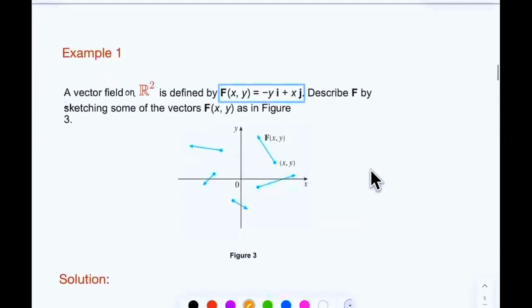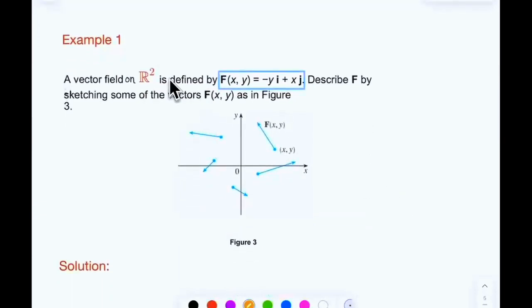Let's look at the first example. This is a vector field on R2, on the xy plane, and we define this vector field by this formula. Here they ask you to describe this vector field by sketching some of the vectors. I already gave out the answer over here, we sketch it right here. But you might wonder, how do we get this? How do we sketch this out? Any idea?